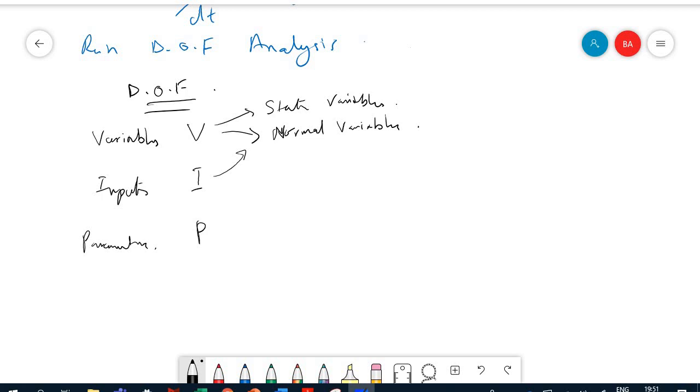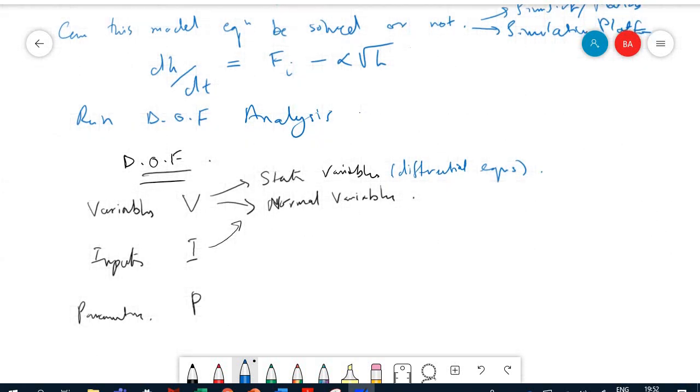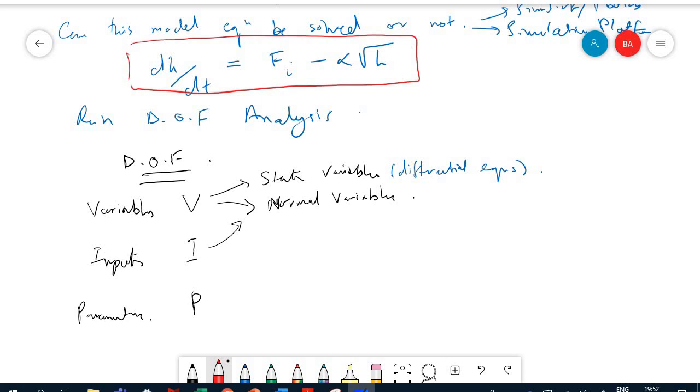Well, let's look at the state variables and the normal variables. The state variables are simply the terms in the differential equation. If you go back to our equation, what is the term that is in the differential equation? It is the height. Beautiful. That's all, the dH by dt. So it's the only differential equation here.